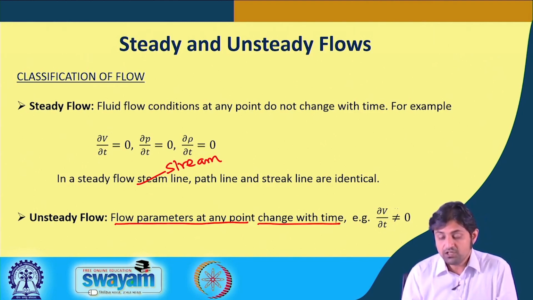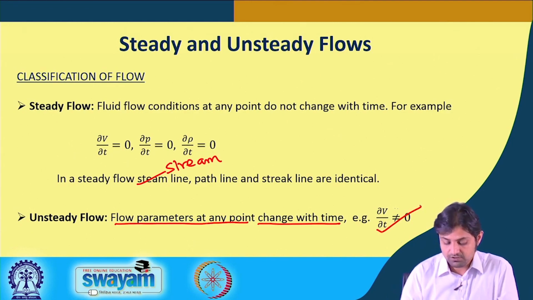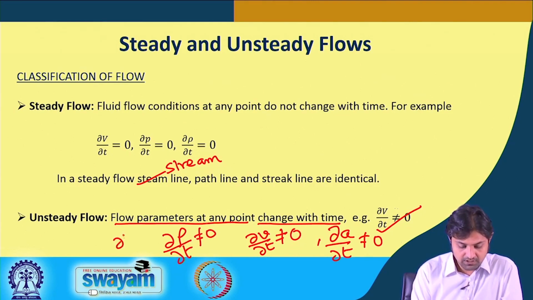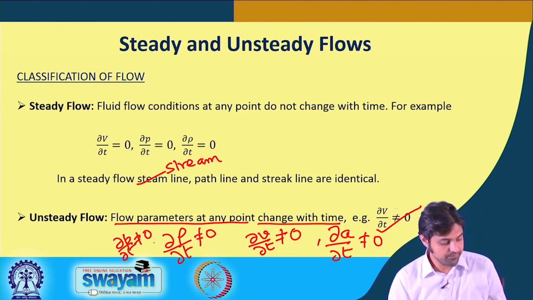For any of the flow properties, del v by del t will surely not be equal to 0. That is the definition. Even del acceleration by del time is not equal to 0, or del pressure as we saw, or density: del rho by del t is not equal to 0, and del p by del t is also not equal to 0.